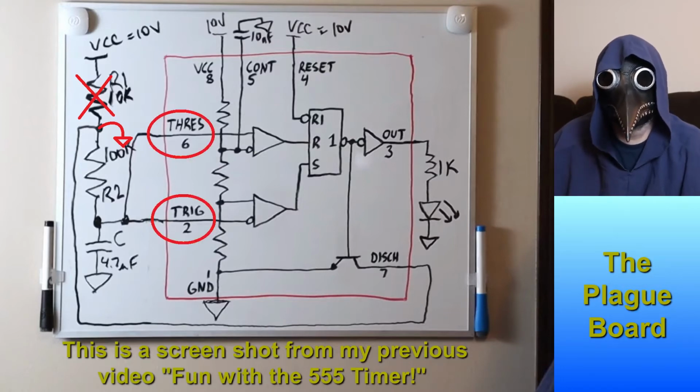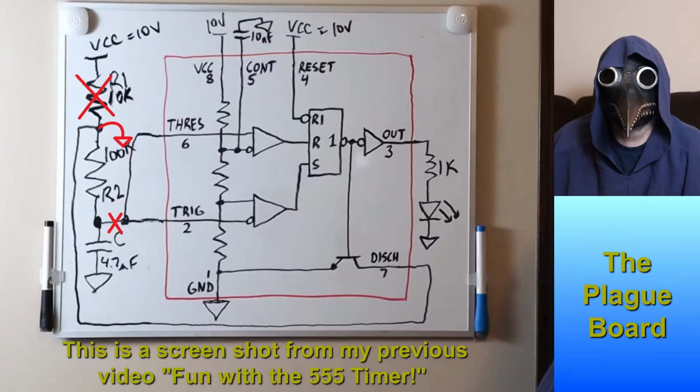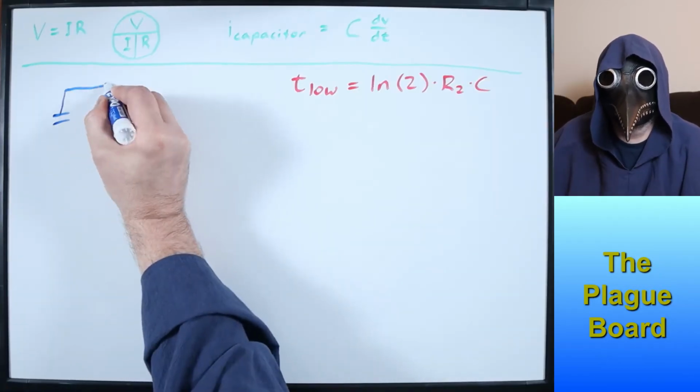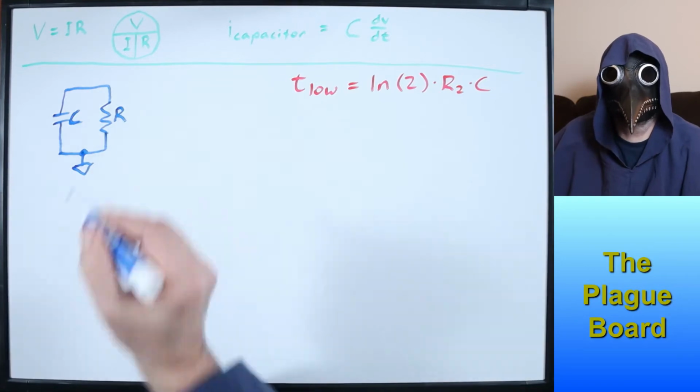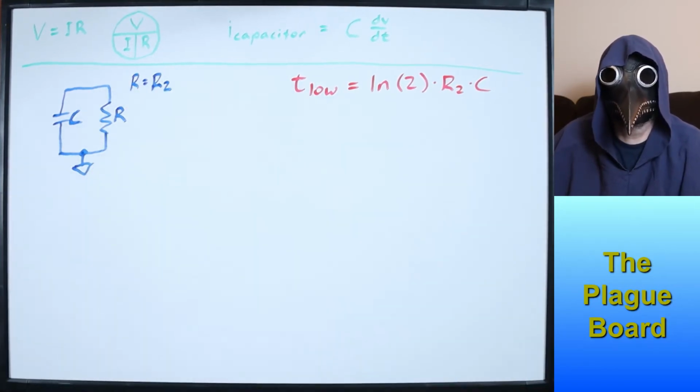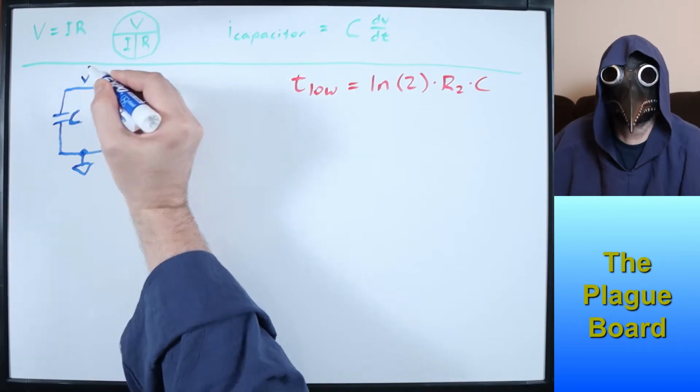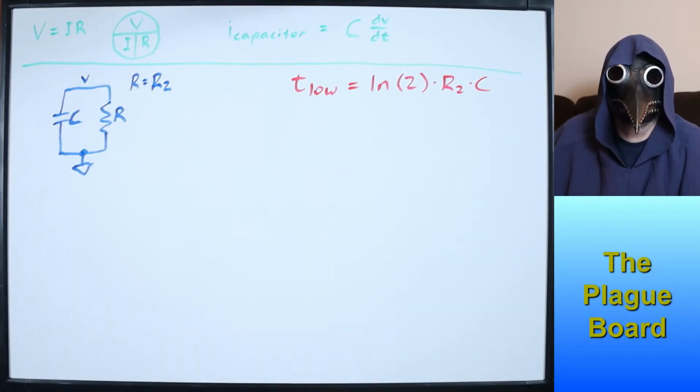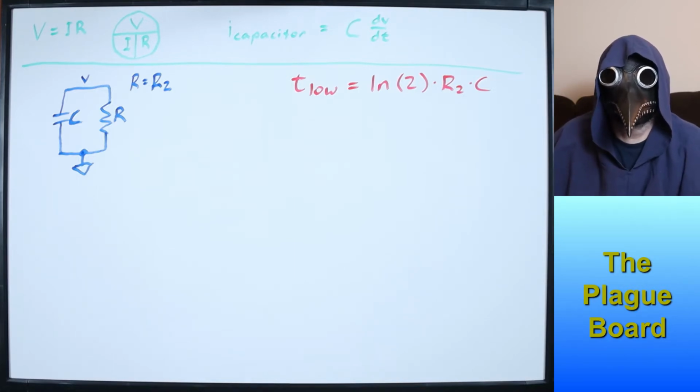We can consider the threshold and trigger pins on the 555 as high impedance inputs. Therefore, we don't need to worry about their effect in the circuit. Because of this, we can redraw the time low circuit like this, where R represents R2 and V is the instantaneous voltage across the capacitor. Remember, the capacitor starts to discharge when its voltage reaches 2/3 VCC and continues to discharge until it reaches 1/3 VCC.